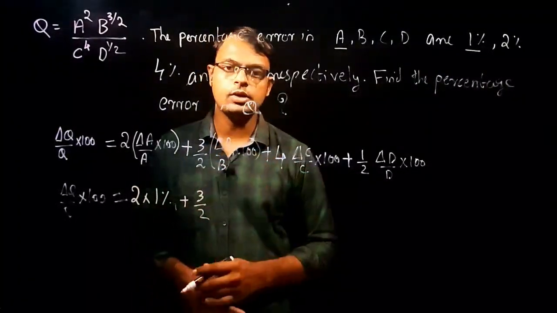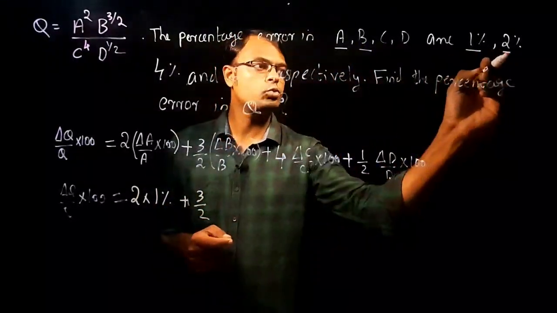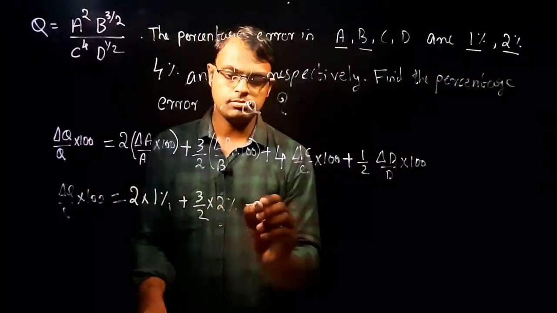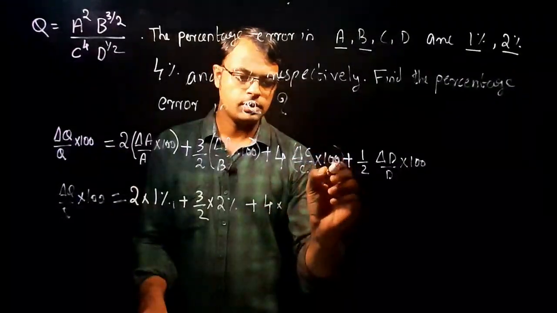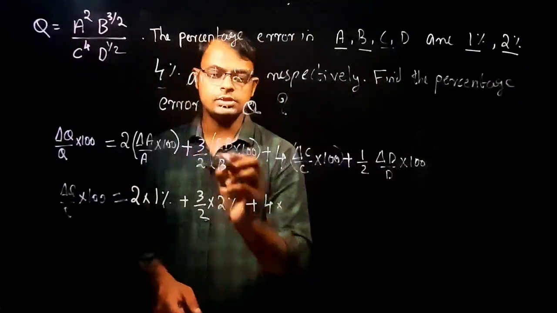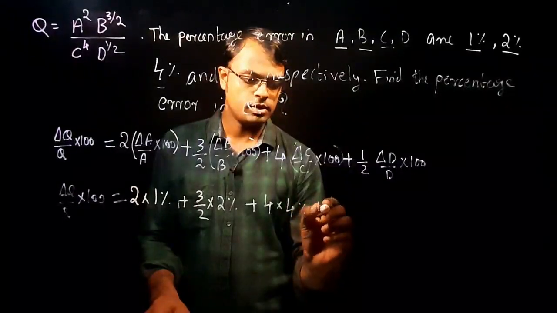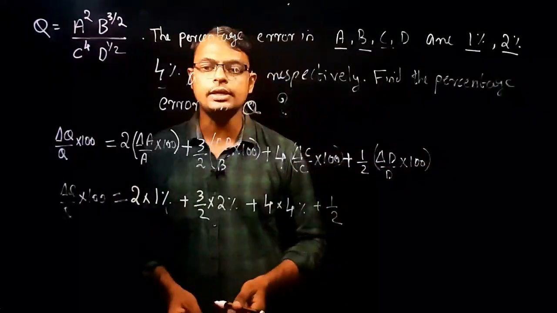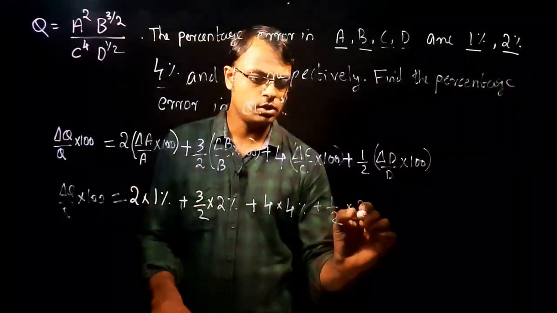Delta B by B into 100 means what? Percentage error in B. It is given the 2%. So you can write here into 2% plus 4 into, what is next one? Percentage error in C. What is the percentage error in C? That is 4%. So you can write here 4% plus 1 by 2 times delta D by D, percentage error in D, that is equal to 2%. You can write here into 2%.